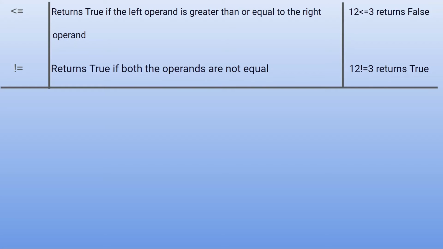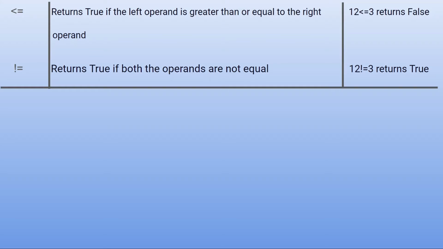Then we have negation equal to, the not equal sign. This returns true if both the operands are not equal. What does this negation mean? Negation basically means the complement. If you are taking the is equal to sign, our answer for 12 and 3 will come false. But here we are using negation, so we get the answer as true. Now we are done with relational operators.